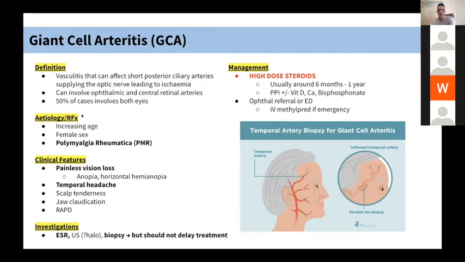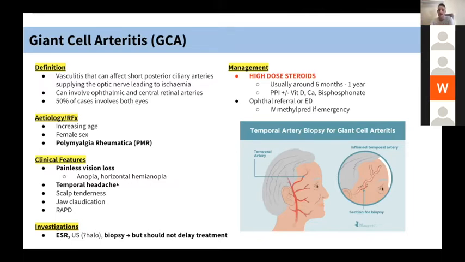In terms of risk factors, age and female sex are the most common ones, but definitely the thing that you need to know is the association with PMR, which I'm sure you're all aware of. In terms of features, we have painless vision loss. There's a few different ways it presents, but it can be an altitudinal or a horizontal hemianopia. There was a diagram that I had a little bit earlier on, which goes through what they are.